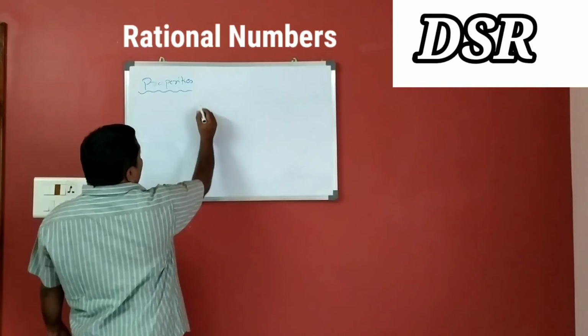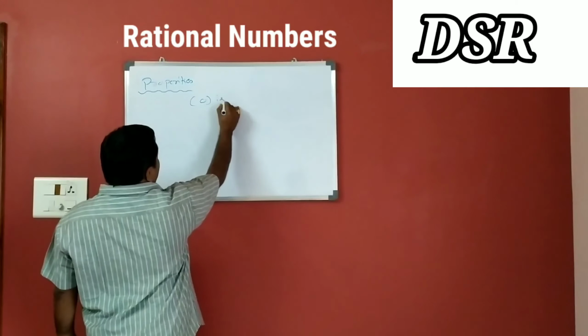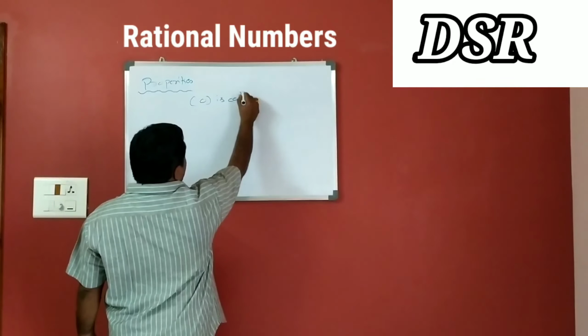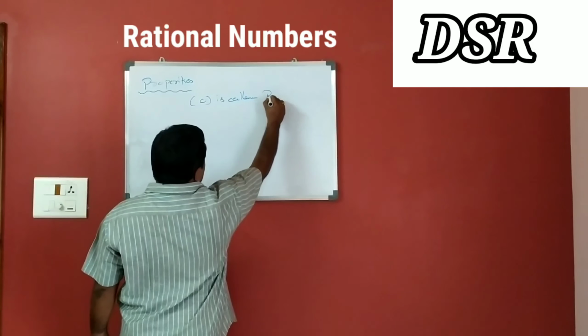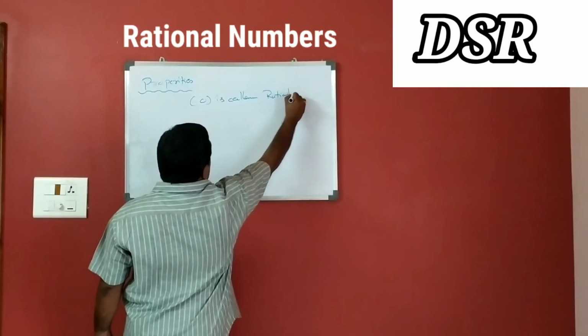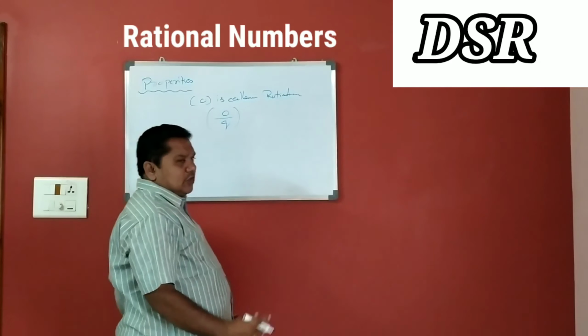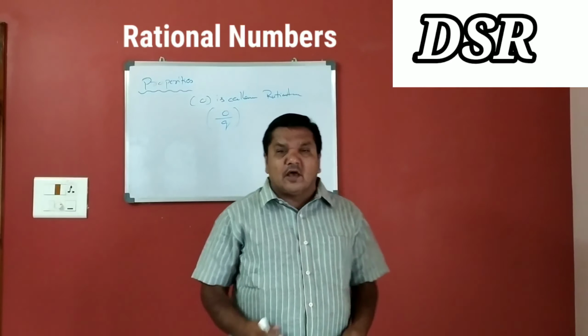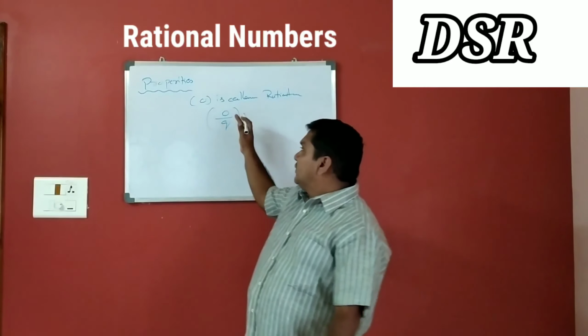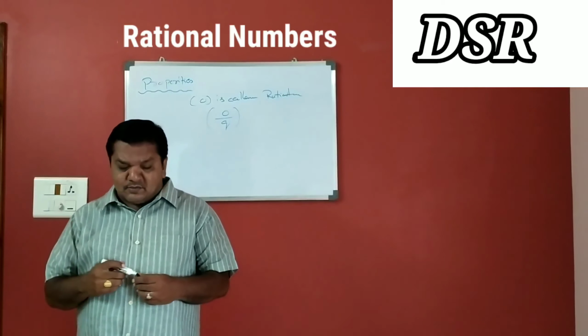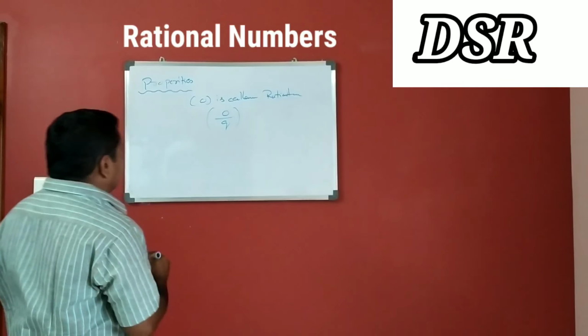Next, zero. Zero is also a rational number. 0 by q is a rational number, because 0 divided by anything is always 0. So that's why 0 by q is a rational number. 0 is also a rational number.